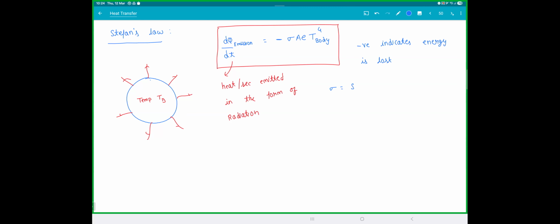Sigma is called Stefan's constant. It's very easy to remember the value of this: 5.67 into 10 power minus 8, 5678. That is how I remembered. So watt, units are important. They'll ask this thing in units and dimensions. Watt per meter square Kelvin power 4. TB is the temperature of the body in Kelvin.